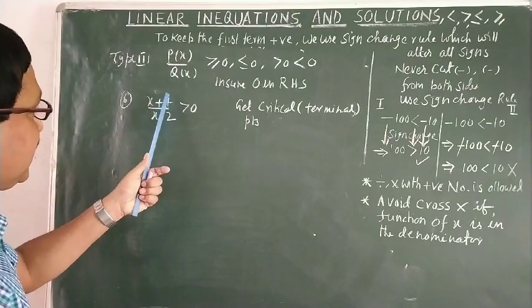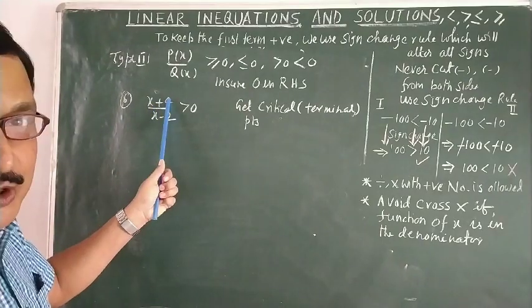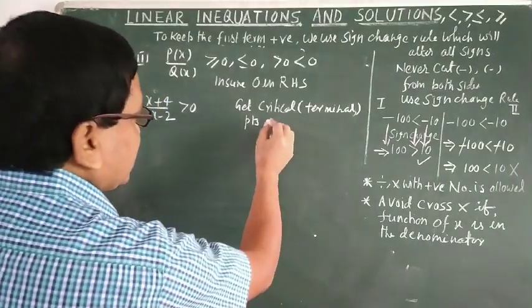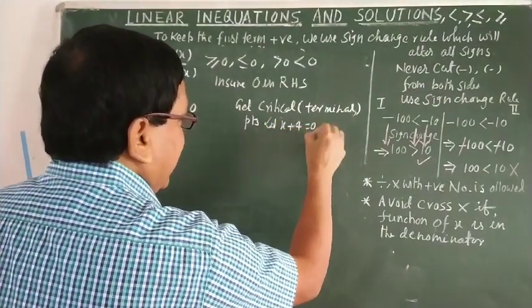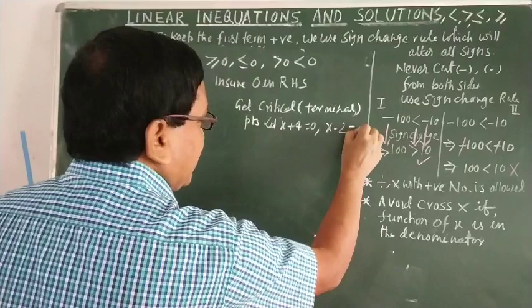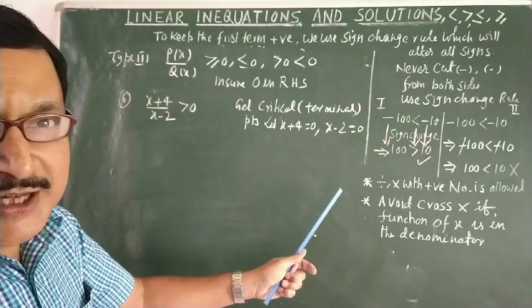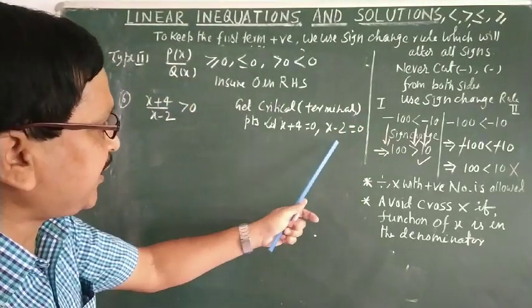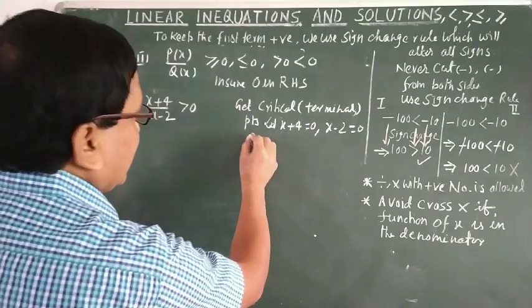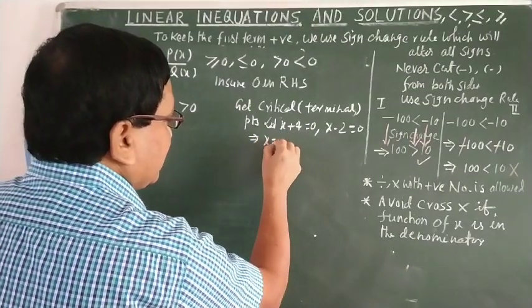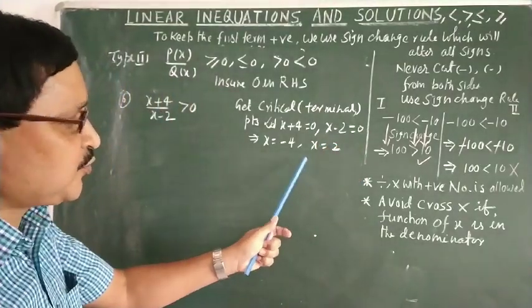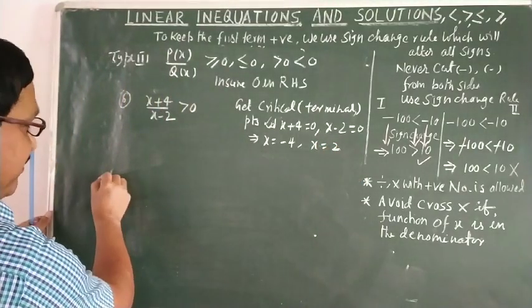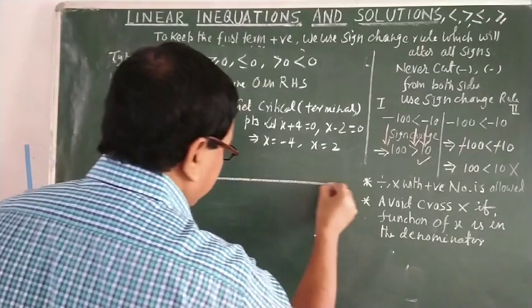So equate the numerator to 0 and the denominator to 0. So let x plus 4 equal 0 and x minus 2 equal 0. So in order to get the critical points, we equate numerator and denominator both equal to 0. So this gives x is equal to minus 4 and x is equal to 2. These 2 points are critical points on the number line.